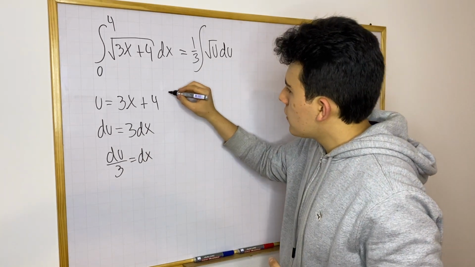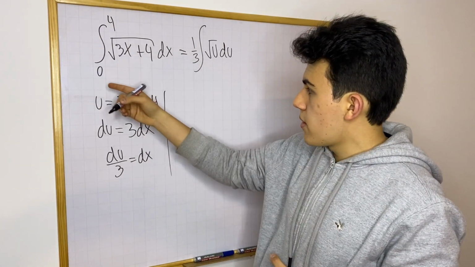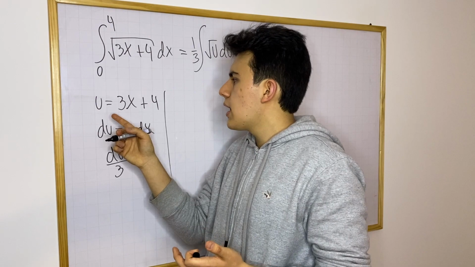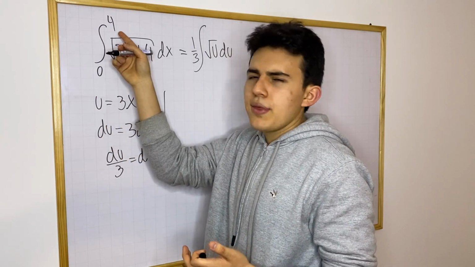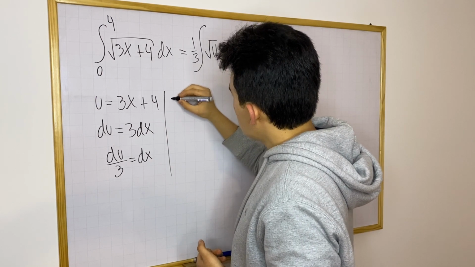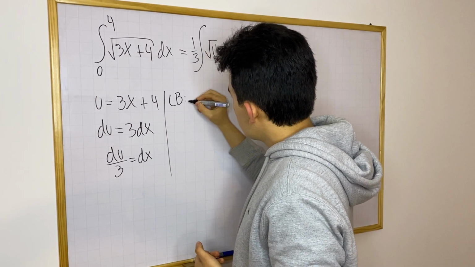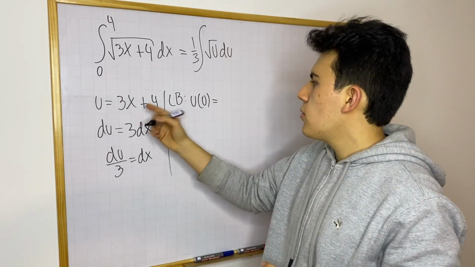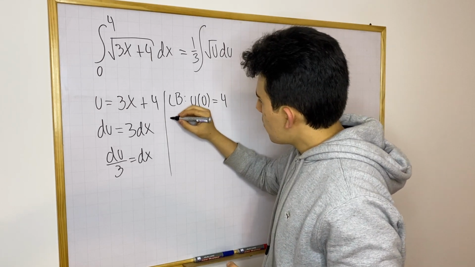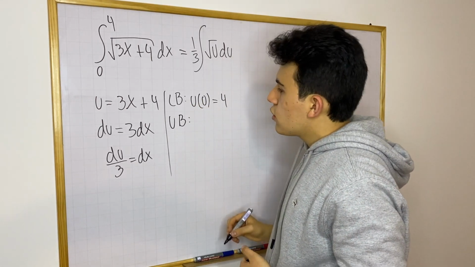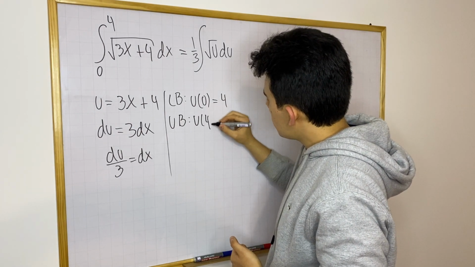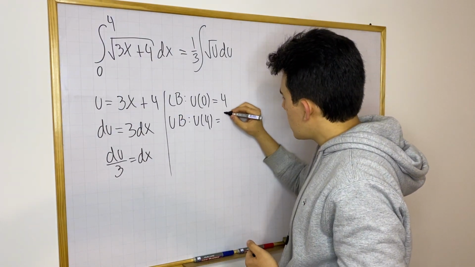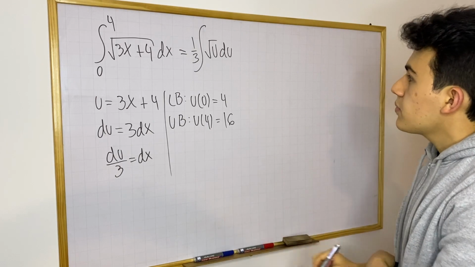And now what about the bounds of integration? Well, let's do that. For the lower bound, remember, you're simply going to grab the lower bound and evaluate it in the function u, and then do the same thing for the upper bound. So the lower bound, which I'm going to write as LB, is going to be u evaluated at 0. Now u evaluated at 0 is just going to be 4. And the upper bound, which I'm going to write as UB, is going to be equal to u evaluated at 4, okay? And we know this is going to be equal to 3 times 4, that's 12, plus 4, that's 16, okay? So we have 16 here, nice.